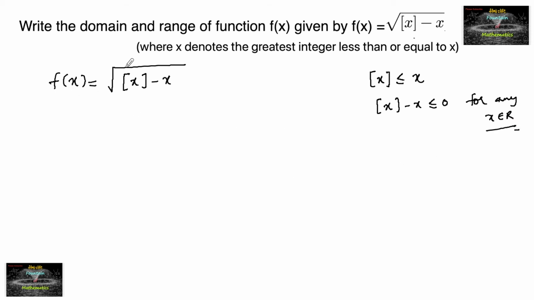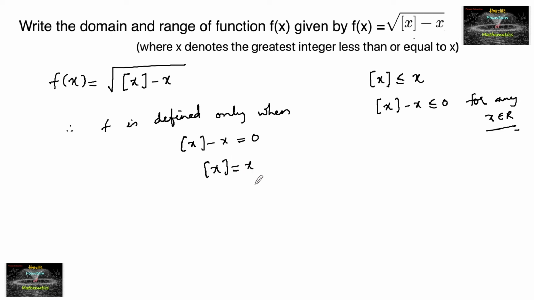Now f of x is equal to root over [x] minus x, and if [x] minus x is less than 0, the root is not defined. Therefore f is defined only when [x] minus x equals 0. Less than is not possible, so we consider only [x] minus x equals 0. That implies x must belong to the integers. When x is an integer, then only [x] is equal to x.